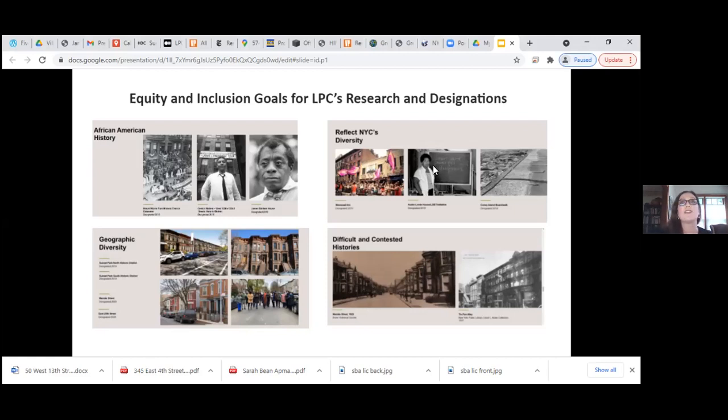They also talked about geographic diversity throughout New York City. I think what they're really talking about is not letting Staten Island and the Bronx get forgotten about. I grew up on Staten Island, I can make the joke.